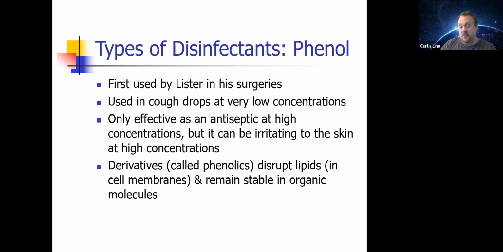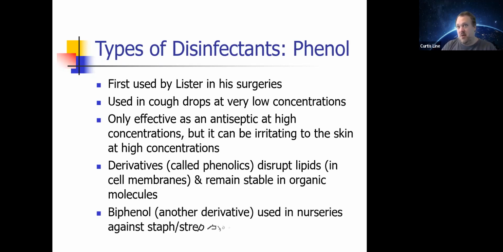So we had to start doing better, right? So that's when we start coming up with derivatives, right? So we have things like biphenol and triclosan, although triclosan isn't used anymore in soaps because there's studies that are starting to see triclosan might be carcinogenic and all kinds of stuff like that.